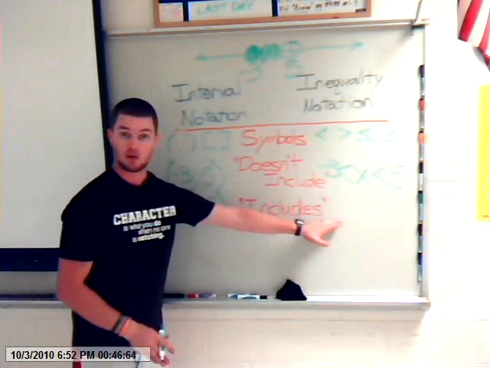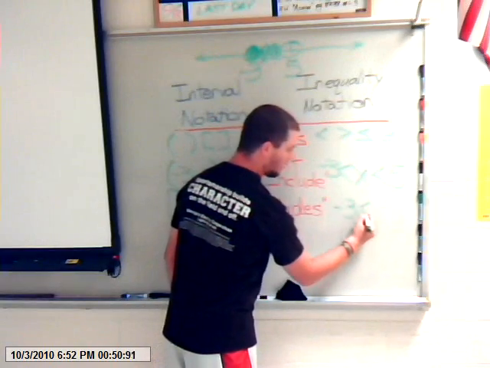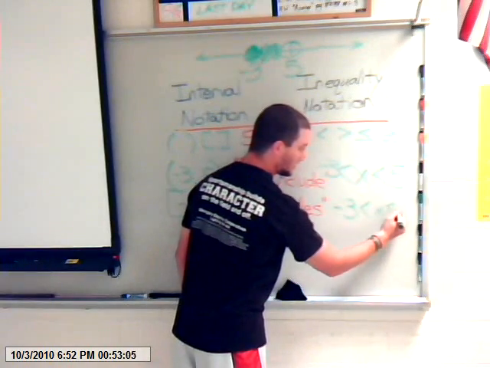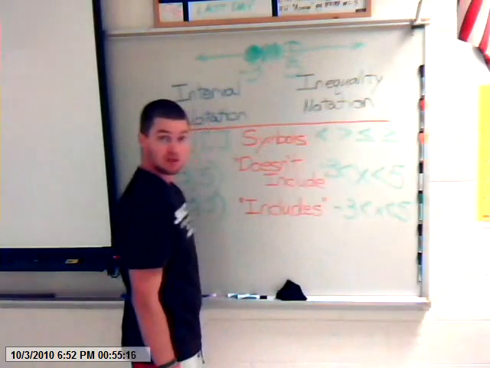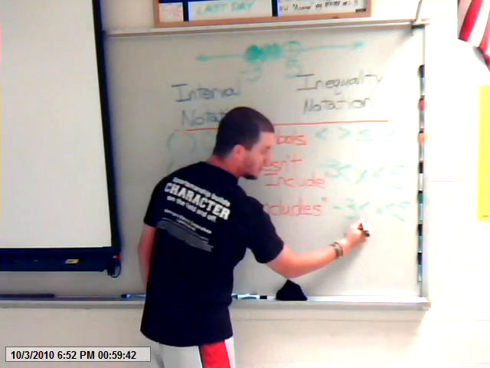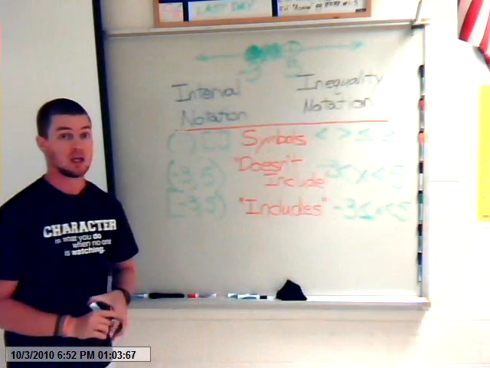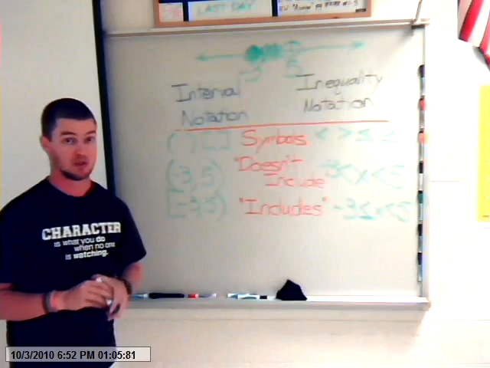Now, with the inequality notation, we're going to write it still the same way because the shaded area is in between -3 and 5. The only difference, -3 is a possible answer, so it could be equal to the -3. That is literally the only difference between the two.